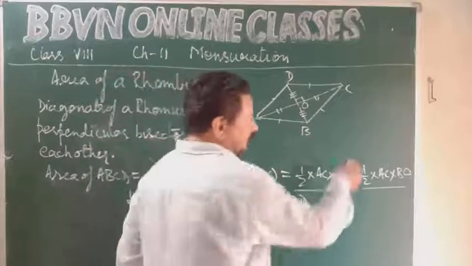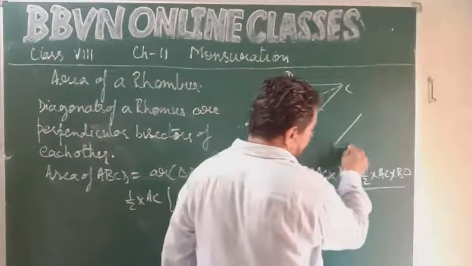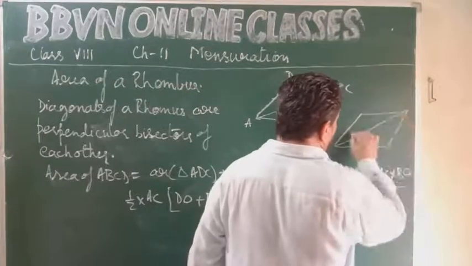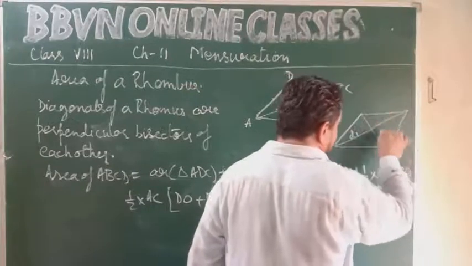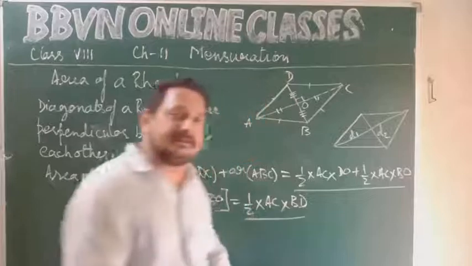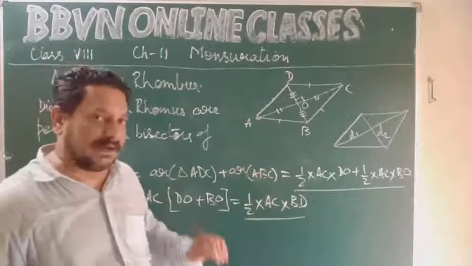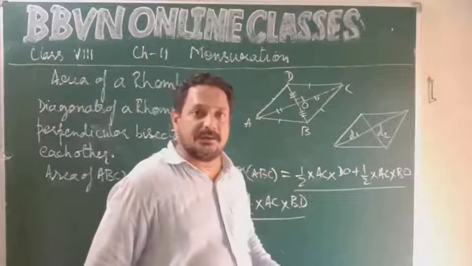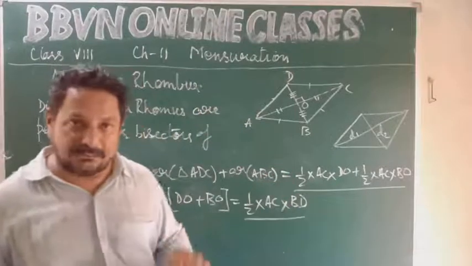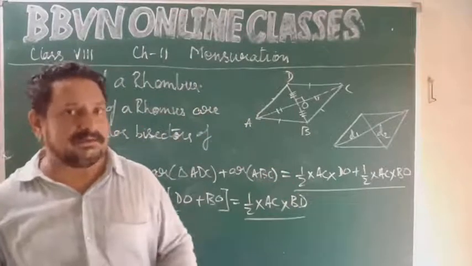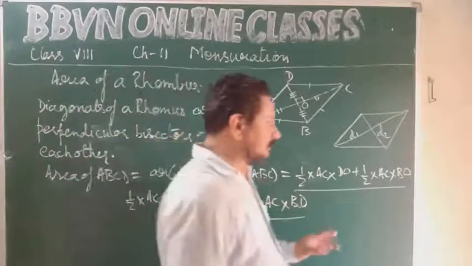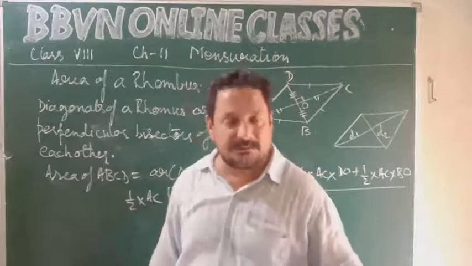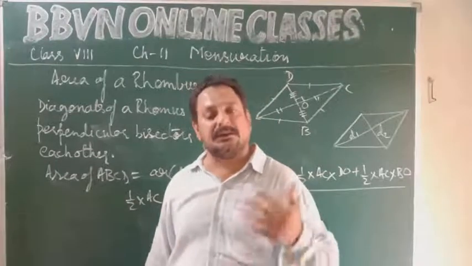Suppose I call the diagonals of a rhombus as this length is called D1 and this length is called D2. So we can say area of this rhombus is half into D1 cross D2. Got it? D1 into D2, half into product of the diagonals. Got it, children? So these are two special quadrilaterals which we have discussed. Some more quadrilaterals and polygons are there. We'll discuss that in the next class.